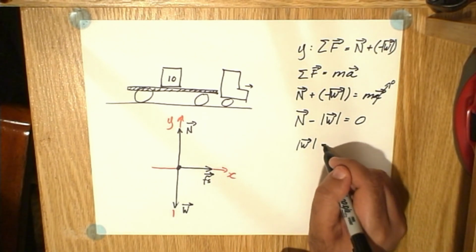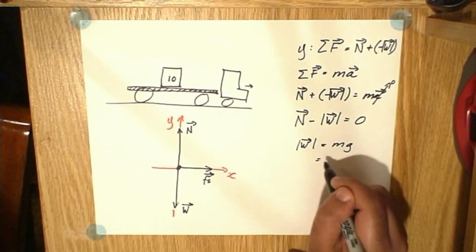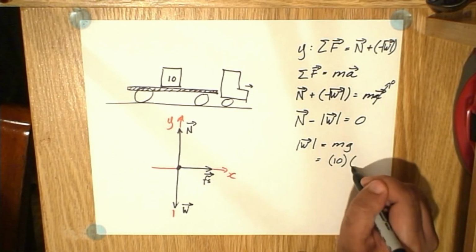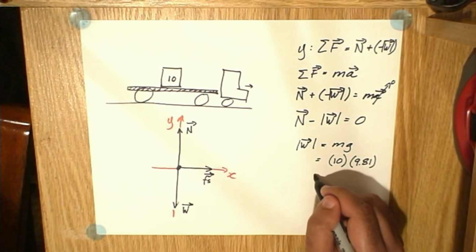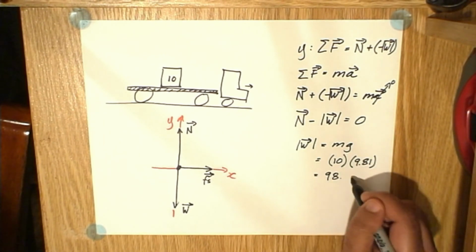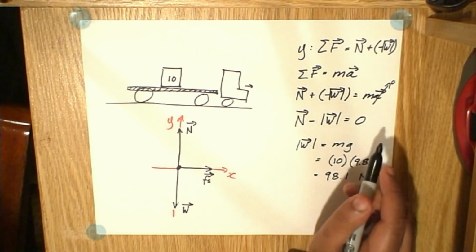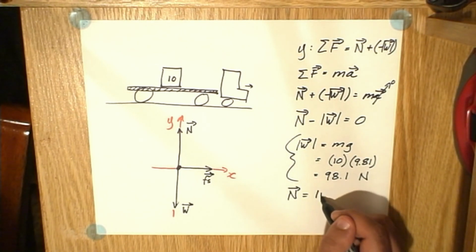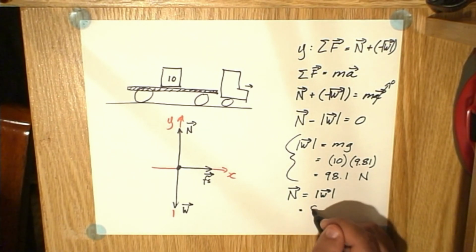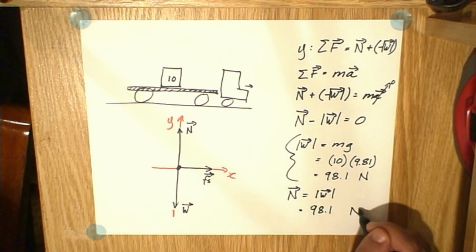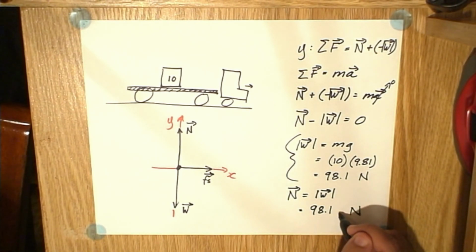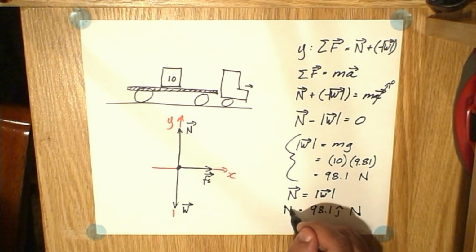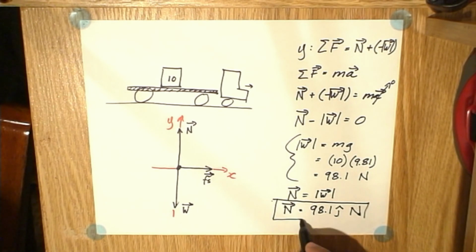How big is the weight force? It's equal to mass times gravity, which is equal to 10 times 9.81, which is equal to 98.1 newtons. And since normal force minus weight force is equal to 0, that means that the normal force must be equal to the size of the weight force, which is also going to be 98.1 newtons. And this would be pointed in the j-hat direction. So this is the normal force being exerted on the box by the truck bed.